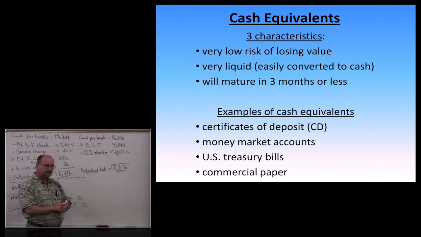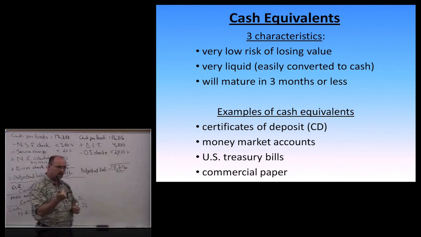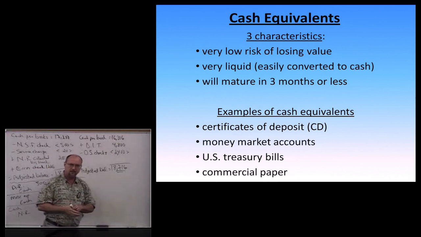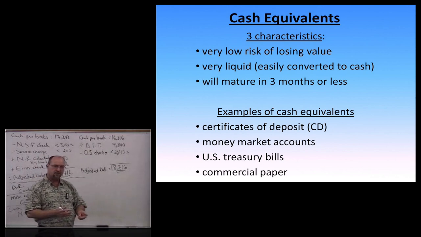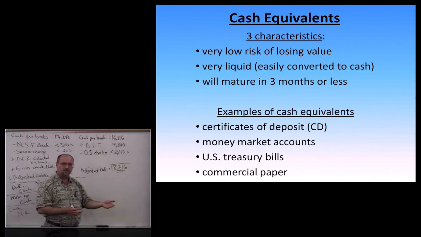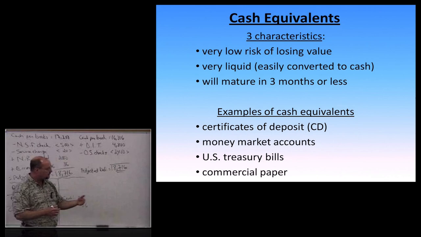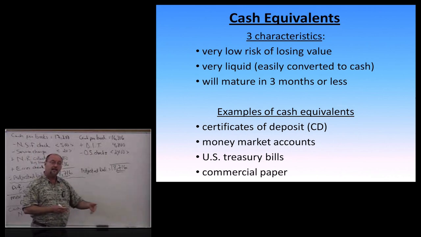U.S. Treasury bills. This is the United States government borrowing. They have short-term borrowing, which are treasury bills. Treasury bills can be 3 months, 6 months, 9 months, a year. You have treasury notes, which are typically between 1 and 10 years, and treasury bonds, which is typically between 10 and 30 years. So relating to treasury bills, if the treasury bill matures within 3 months, it's a cash equivalent.